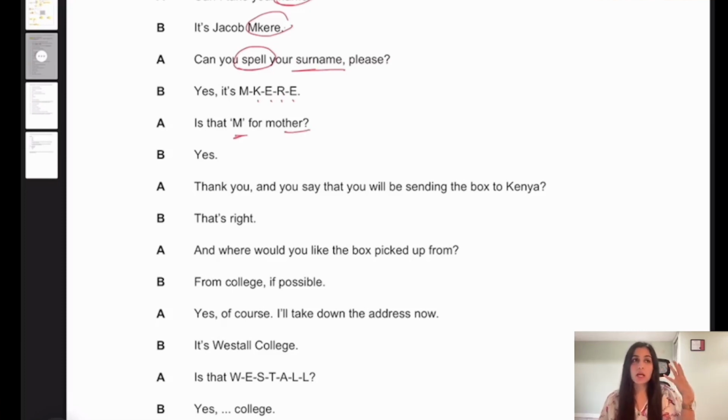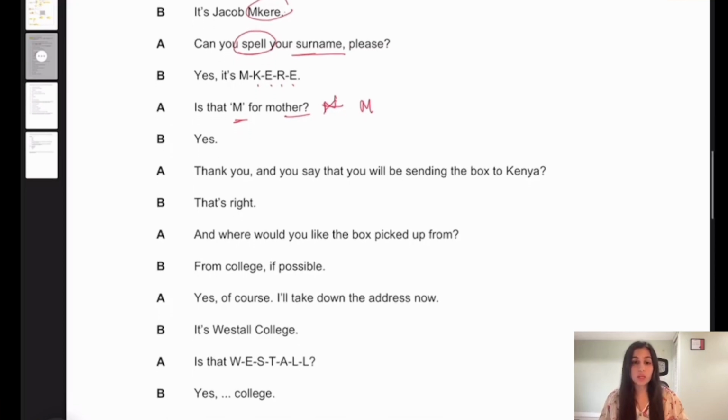So if you heard something else, let's say you heard N instead of M, then you can correct yourself. It was not N, it was M for mother. So MKERE. You have to listen carefully because they spell the difficult words for you. They will also spell the name of the college.